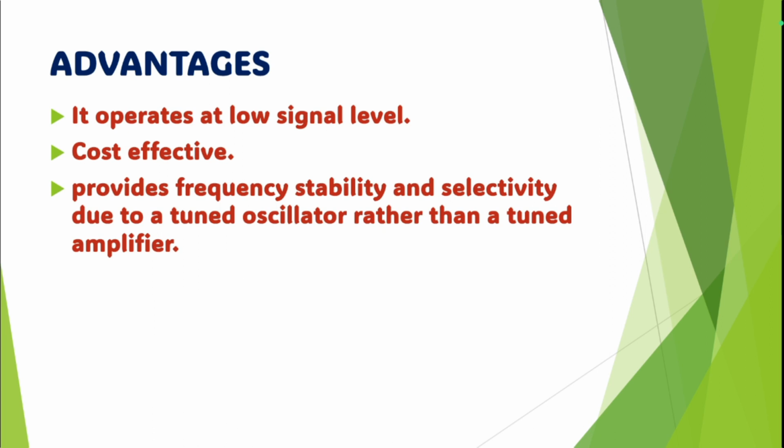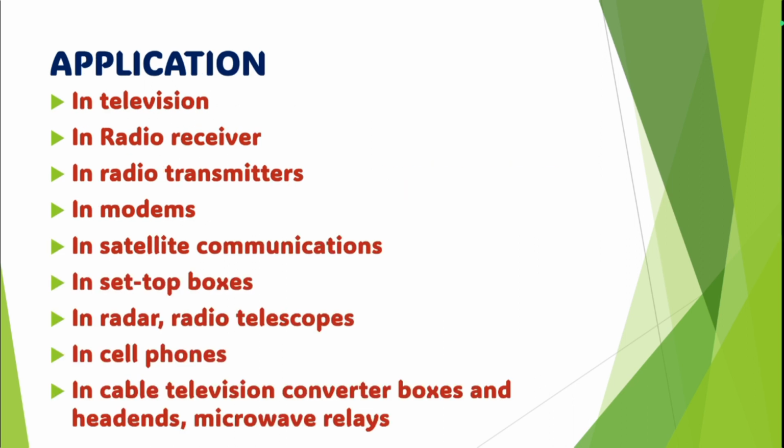So this is all about your superheterodyne radio receiver. Here are some advantages of that radio receiver. It can operate at a low signal level. The second one is that it is more cost effective and provides frequency stability and selectivity due to a tuned oscillator rather than a tuned amplifier.